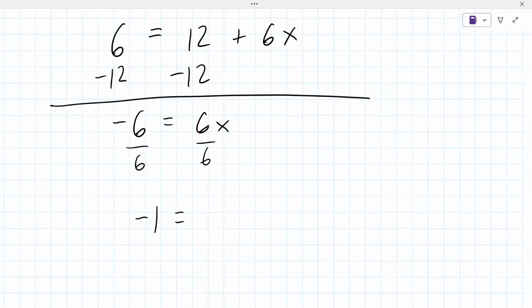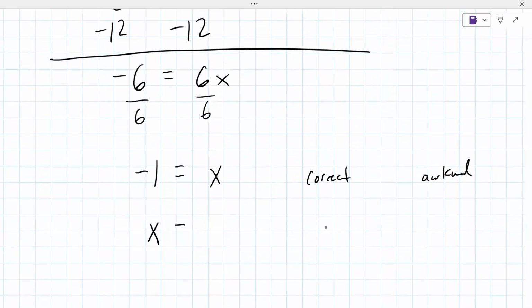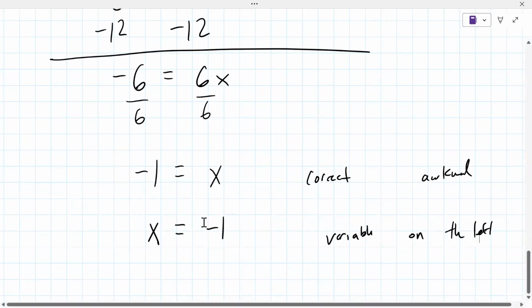And you have negative 1 equals x, which is correct, but it's awkward. You want the variable on the left. So it's not good enough to just say negative 1. You have to say x equals negative 1. You have to assign it a value there. Okay.